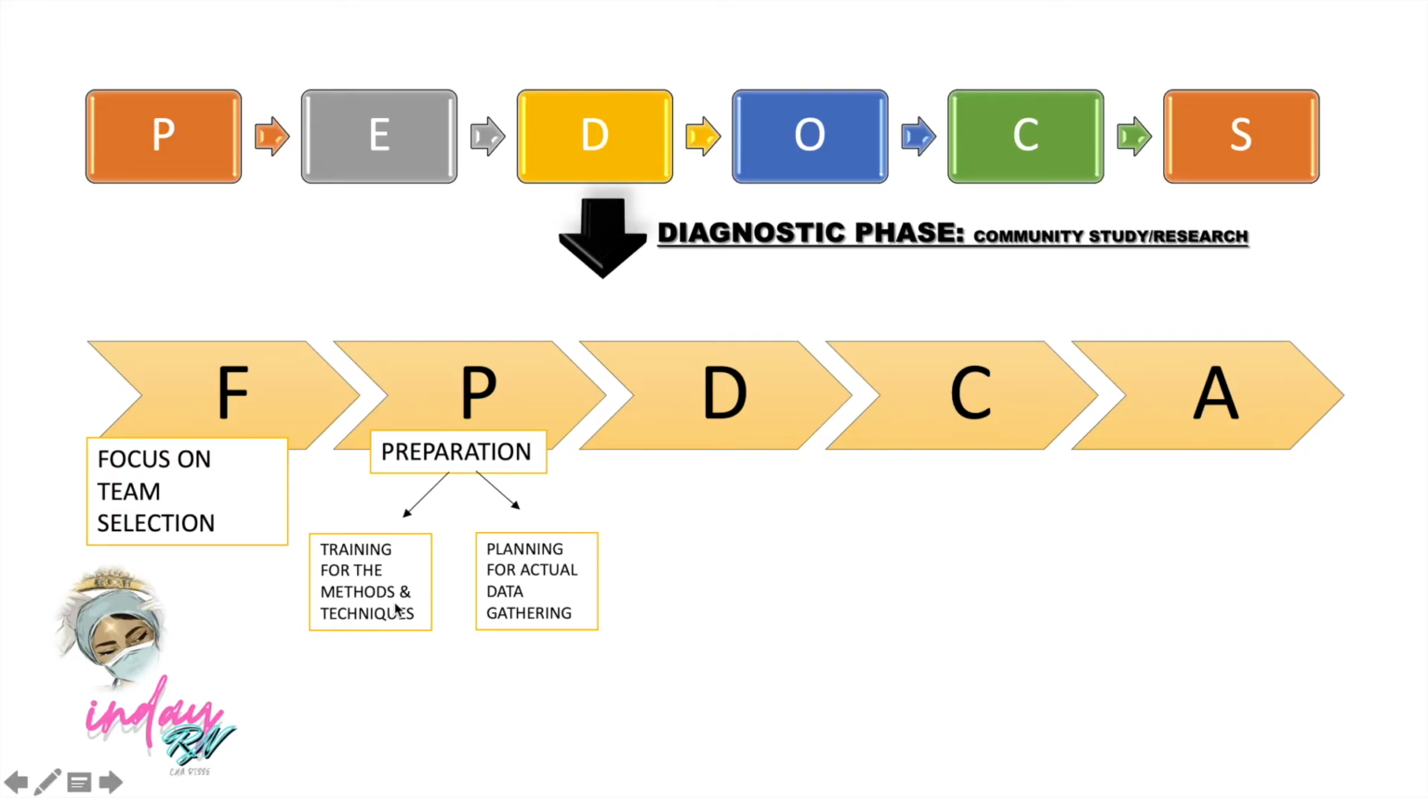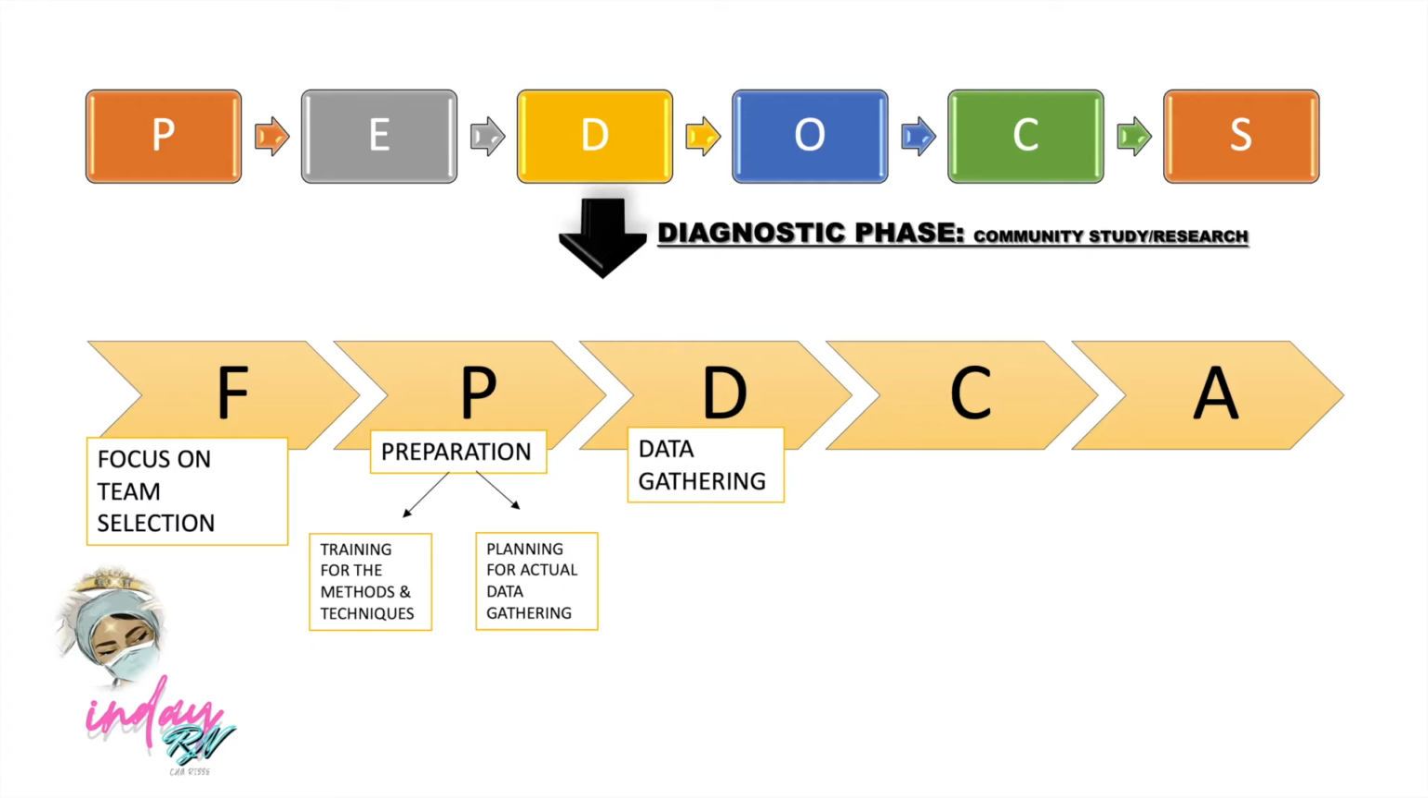Okay? After doing the training for the methods and techniques, you are also going to prepare for the actual data gathering. You can do some templates here in your data collection. You can use it online through Excel, or you can use manual, no problem. So remember, here in the preparation, you need to train the people who are there in the research team. Train them on how to use the methods and techniques in identification of a problem, and train them also in planning the actual data gathering. Okay? Do not forget it.